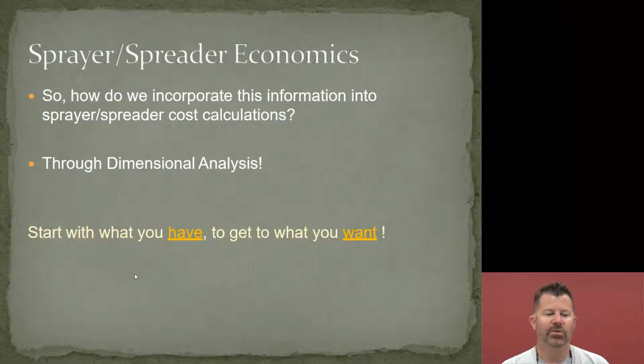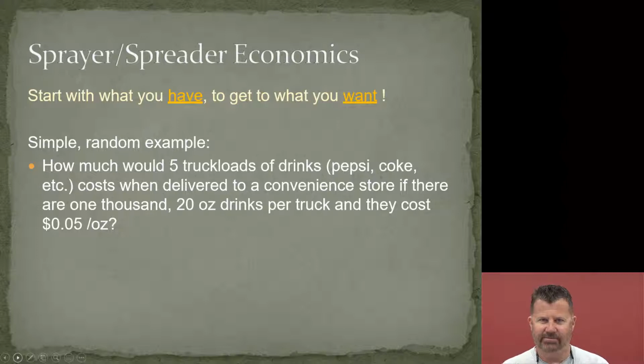So how do we incorporate this information into sprayer spreader cost analysis? Through dimensional analysis. Sorry about that. A little tongue tie. You start with what you have and you're going to get what you want. I kind of like that philosophy in life, don't you? So here's that random example. Very similar to how we're going to figure that first pesticide problem you saw on slide number 2, I believe.